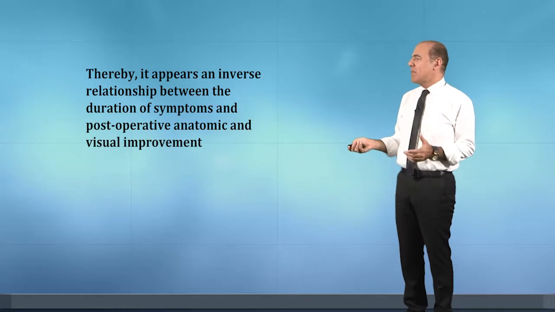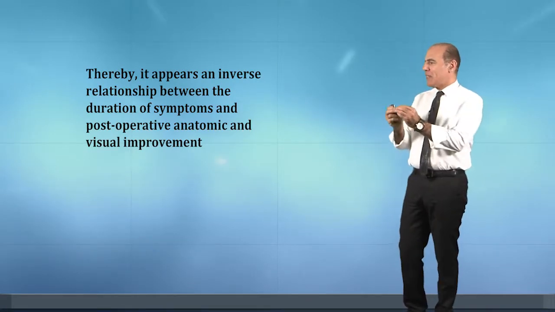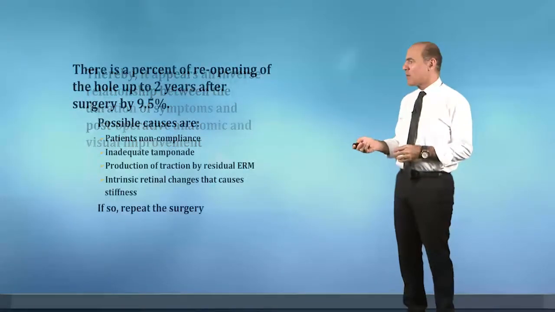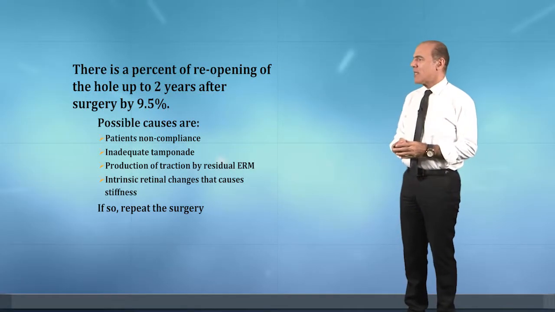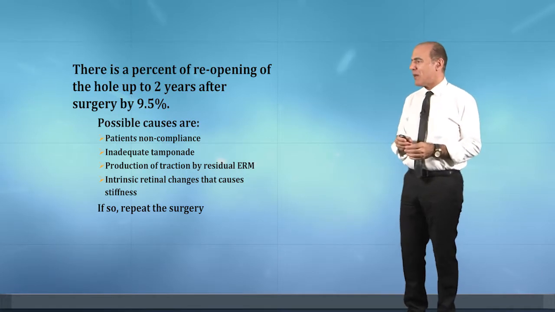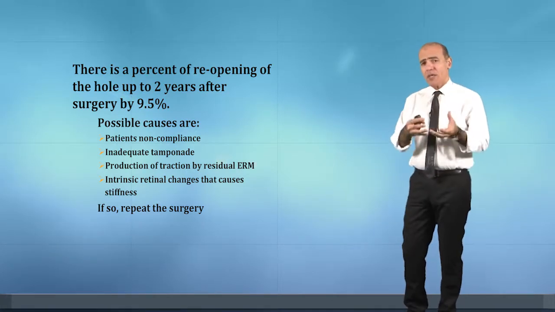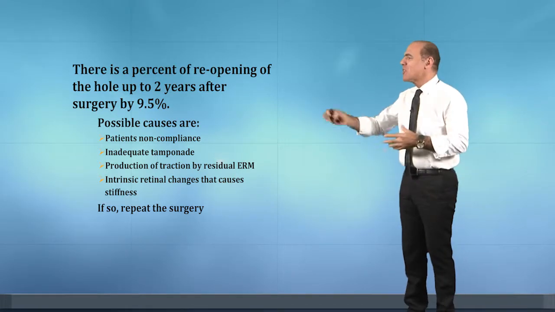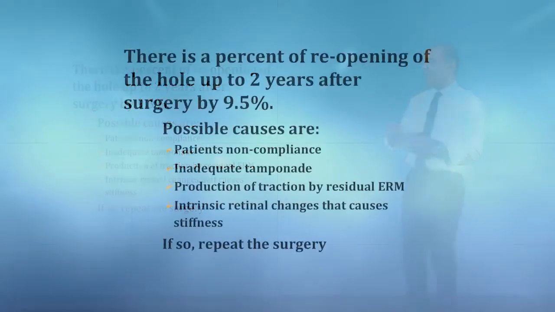And thereby it appears there is an inverse relation between the duration of symptoms and the post-operative anatomic and visual improvement for the patient. There is a percentage of reopening of the hole up to 2 years after surgery, yes. So you have to follow your patient thoroughly after that. Possible causes: patient non-compliance, inadequate tamponade from the start, production of traction by residual ERM, if I don't remove it completely, or there is some residual. You can detect this with the post-operative OCT. Also intrinsic retinal changes that cause stiffness.